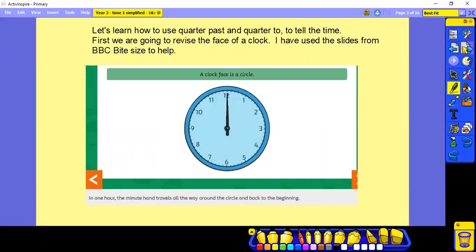So let's learn how to use quarter past and quarter to tell the time. First we're going to revise the face of a clock, and I've borrowed these slides from BBC Bitesize to help, and you can just Google BBC Bitesize time and have a look to help as well. So here's the clock face, and it is a circle, and the long hand travels all the way around, counting the minutes back up to 12. There are 60 minutes in 1 hour.